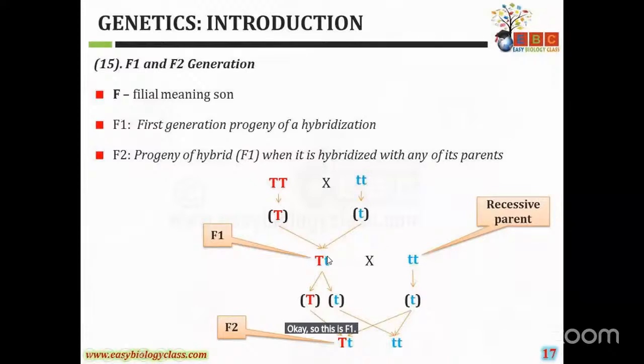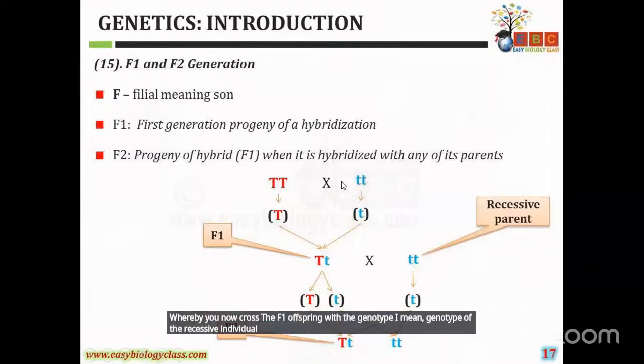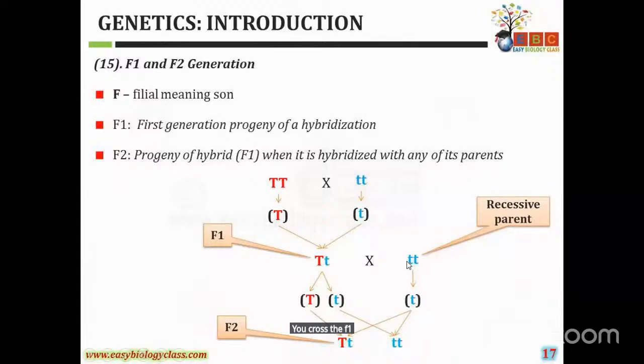Now there is a phenomenon whereby you cross the F1 offspring with the recessive individual. That is one of the parents now. You cross the F1 with the parent having recessive alleles, that is small tt. We call it Backcross or test cross. Test cross. So this is the recessive parent, like I said, which we cross it with.